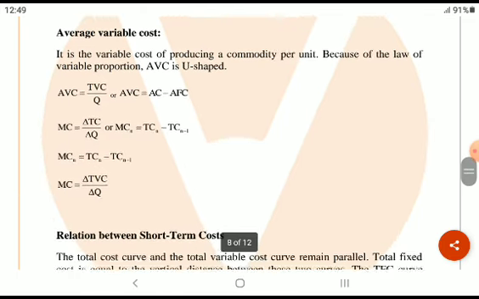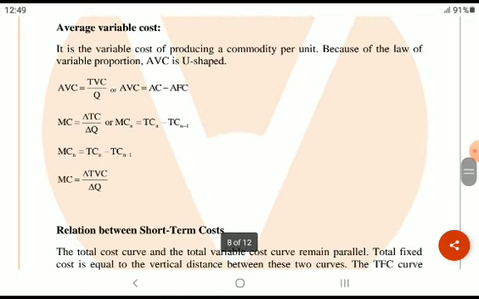Next is average variable cost. It is the variable cost of producing a commodity per unit. Because of the law of variable proportion, AVC is U-shaped. AVC is equal to TVC by Q, or AVC is equal to AC minus AFC. MC is equal to delta TC by delta Q, or MCn is equal to TCn minus TCn minus 1. MC is equal to delta TVC by delta Q is the formula.